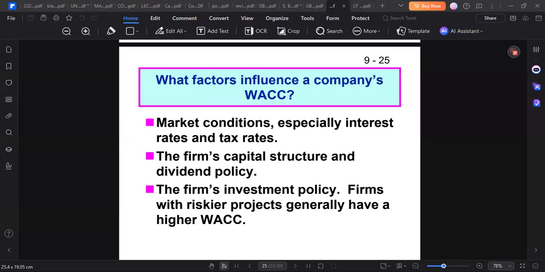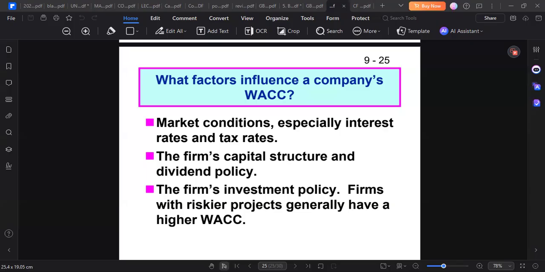Also, what affects WACC is the dividend policy. The dividend policy will affect what? The retained earnings and also the cost of equity. Also, the investment policy. Riskier projects mean the WACC will be higher.